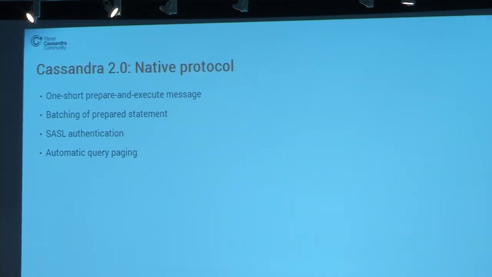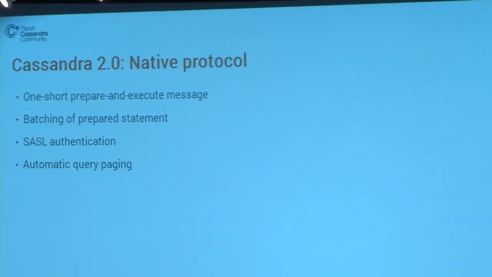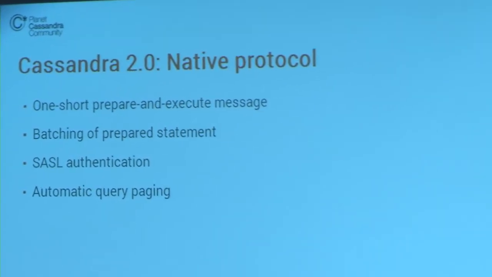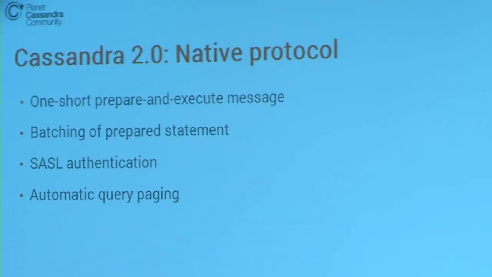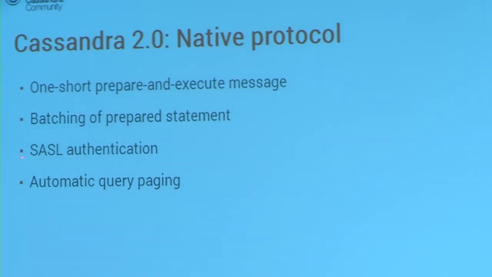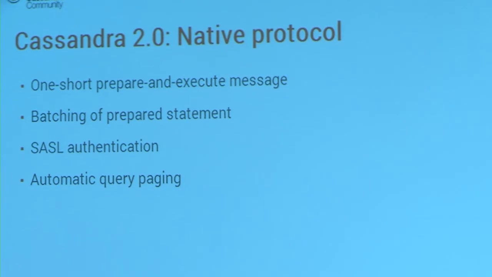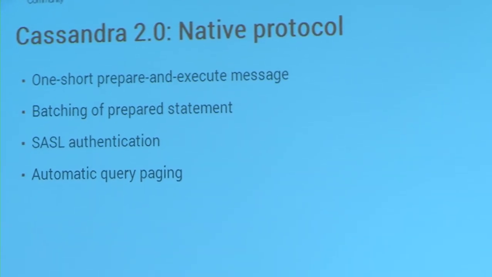The second one is that in 1.2 you can prepare a batch statement, but you cannot execute prepared statements as if they were in a batch, and you can do that in 2.0. We also switched to SSL authentication because honestly the authentication of version 1 is kind of crappy, so we have something that's more standard. And the last one, automatic query paging.